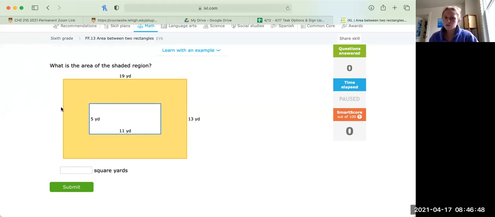Today we're going to be going over how to find the area between two rectangles. If you look at the screen, it's going to be something like this. Let's get started with this example. I'm going to share my iPad so I can write it out. Now you've seen the problem. Just give me one second to share this.